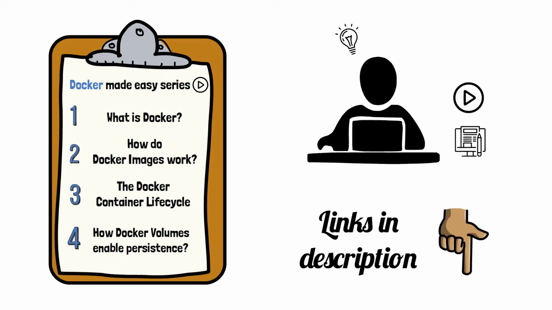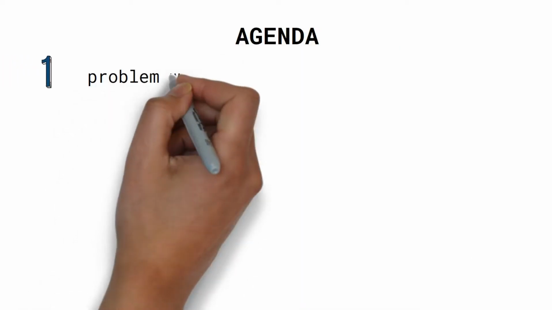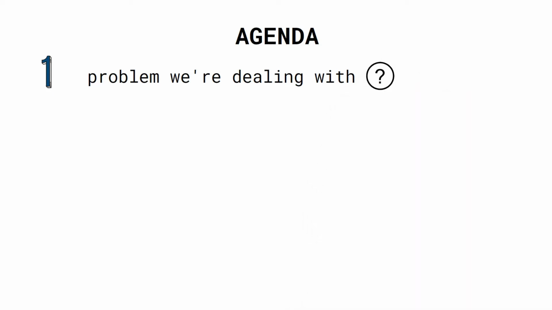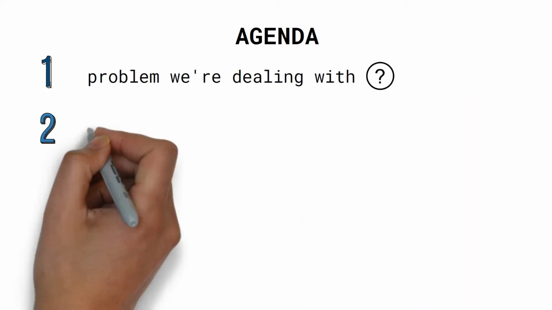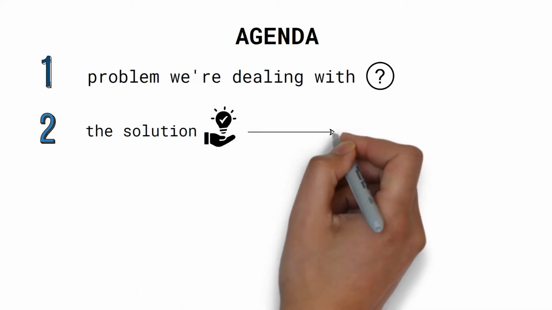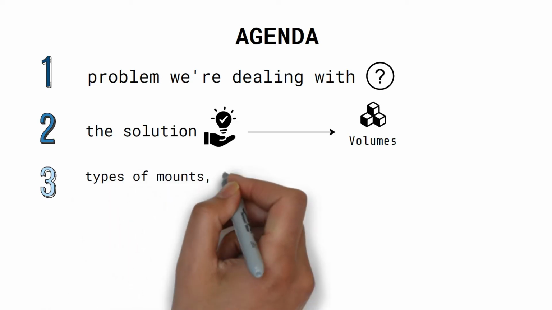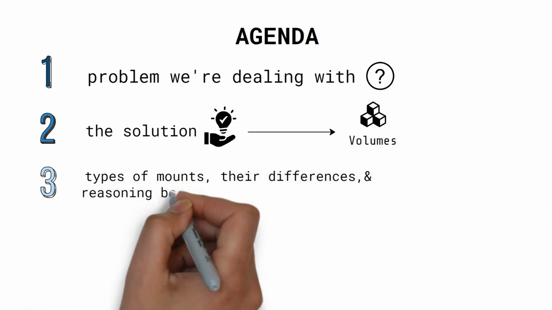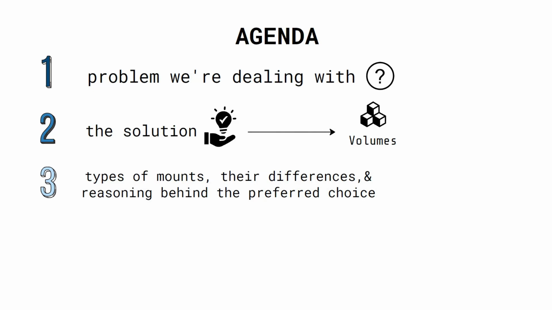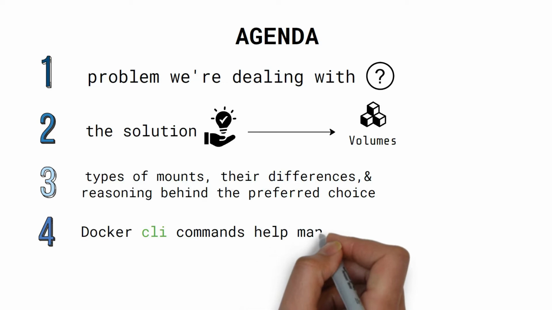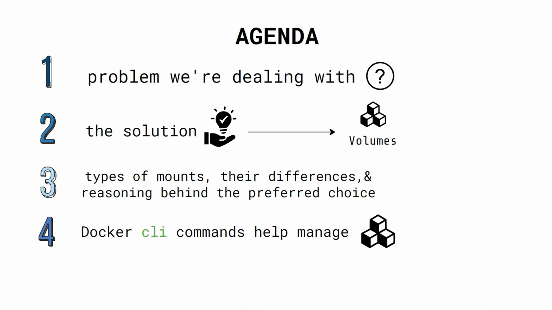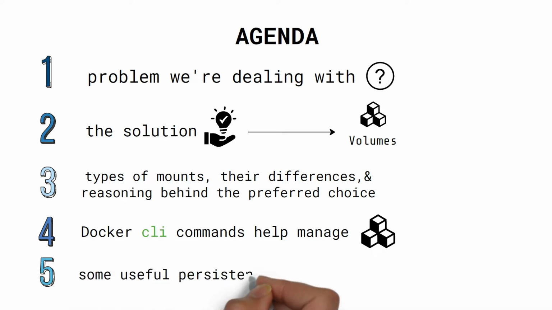Alright, here's what we will discuss today. Firstly, we'll understand what's the problem we are dealing with. Secondly, we'll look at the solution, hint, volumes. Thirdly, we will look at the types of mounts, the differences, and the reasoning behind the preferred choice. Number 4, we will look at the Docker CLI commands to help manage volumes. And number 5, we will look at some other useful persistence topics.